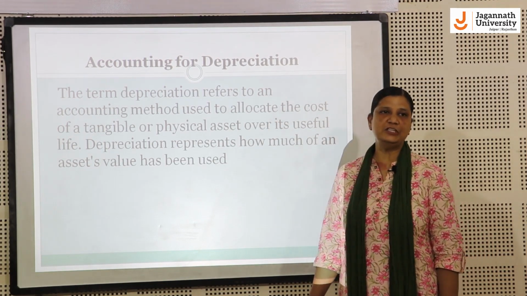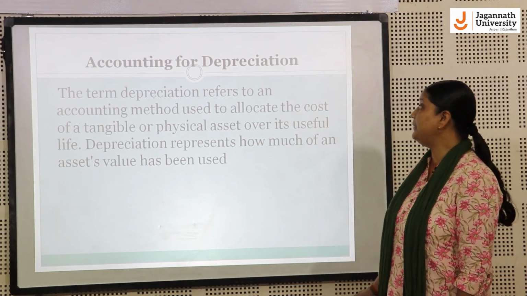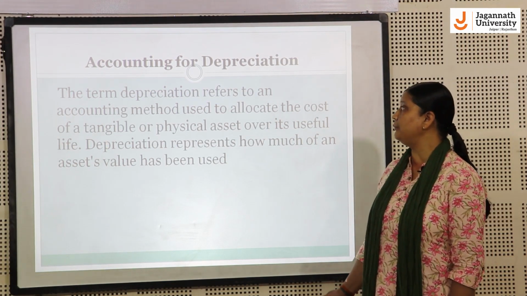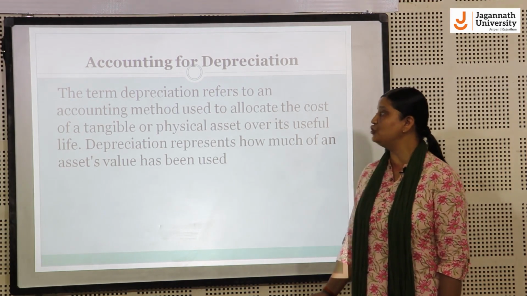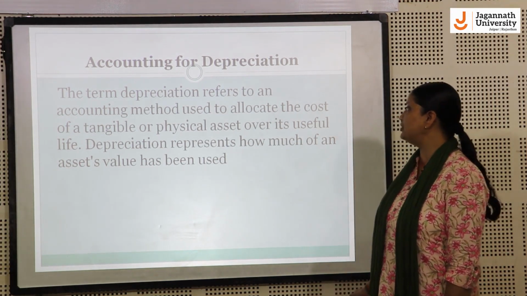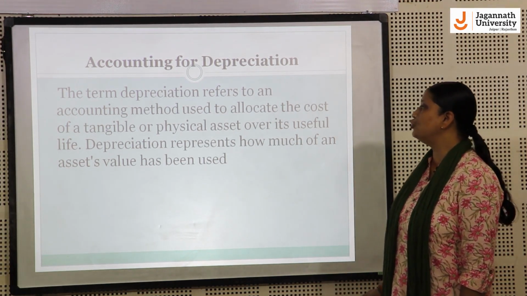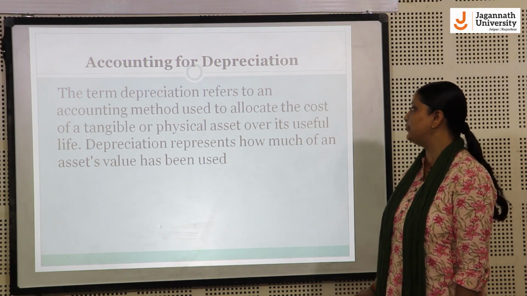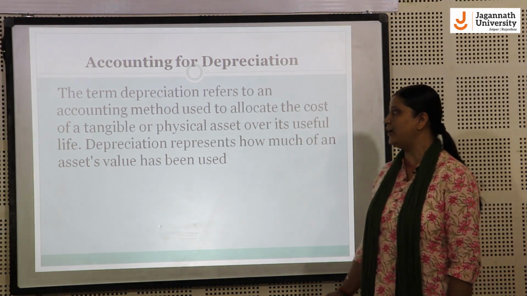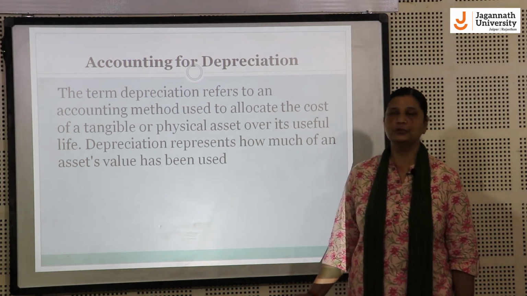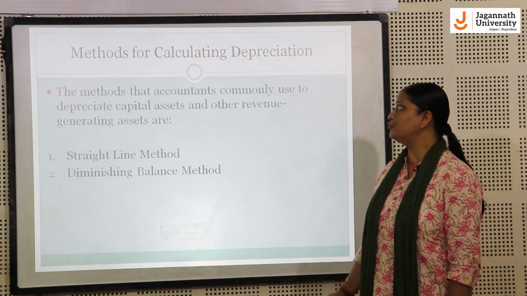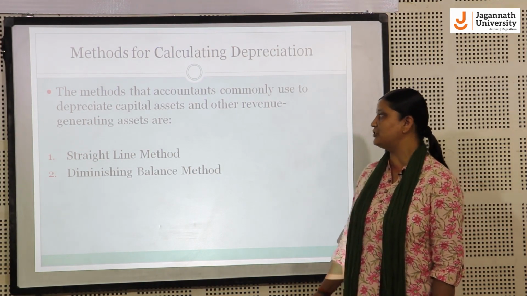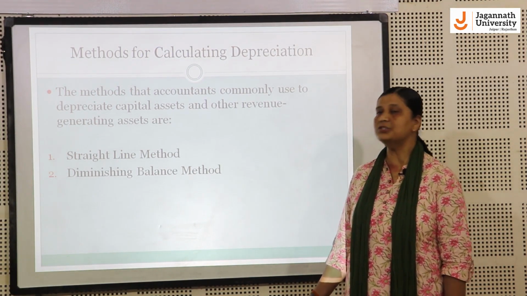Now accounting for depreciation. The term depreciation refers to the accounting method used to allocate the cost of tangible or physical assets over their useful life. Depreciation represents how much of an asset's value has been used. There are 2 methods which can be used for accounting of depreciation, which are straight line method and diminishing balance method.